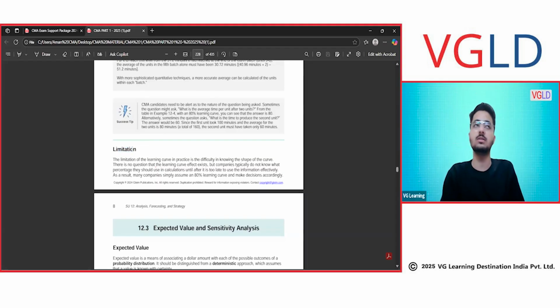And when the organization doesn't have any particular percentage, they use 80% as an ideal, to make decisions effectively and accurately. Clear? So the only limitation is that it is very difficult to find out the curve. Curve means it is difficult to find out the percentage reduction in time.